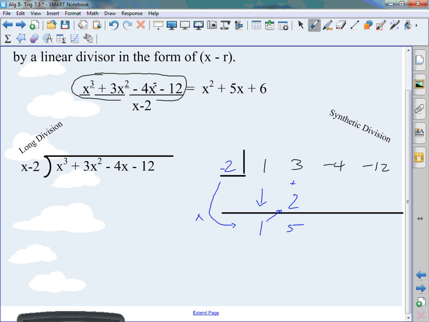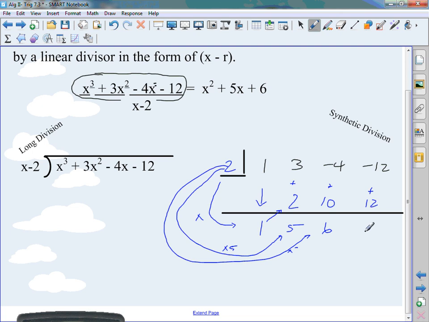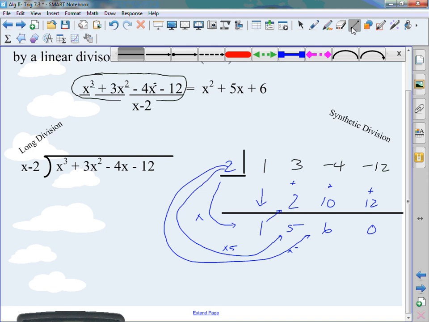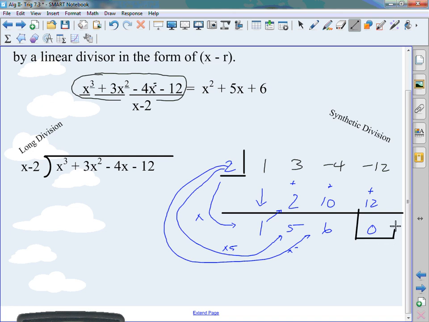Now I'm going to take 2 times 5. 10. What's -4 plus 10? 6. What's 2 times 6? What's -12 and +12? I box in the last one.